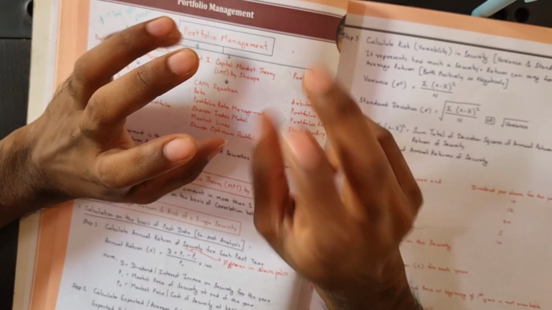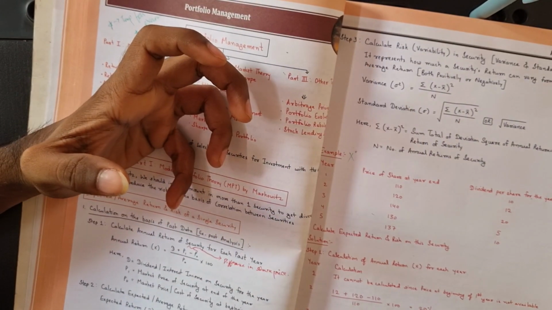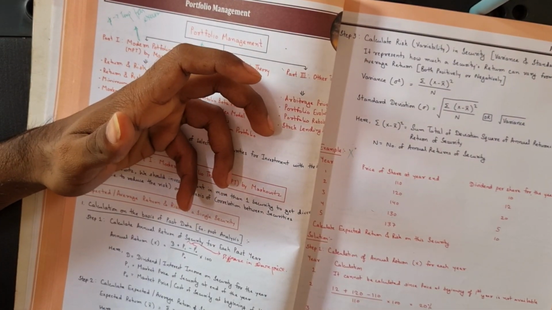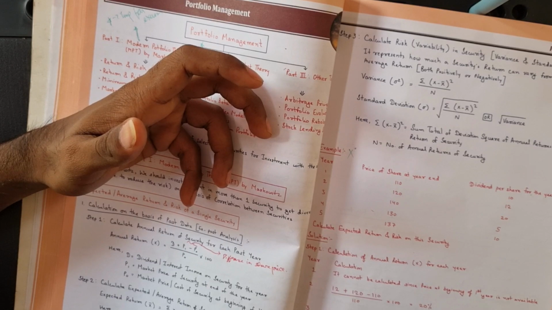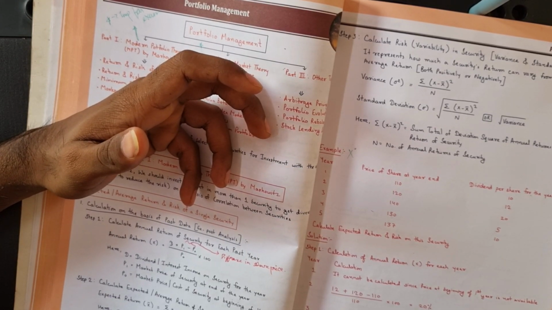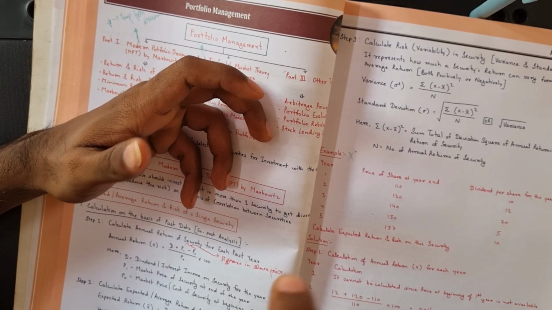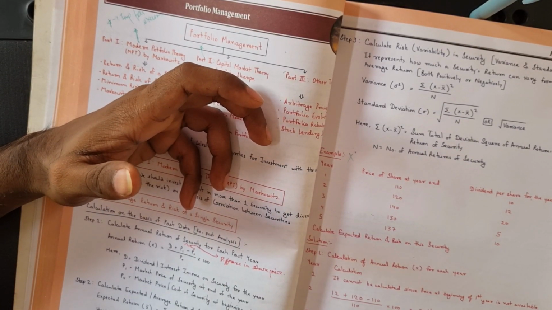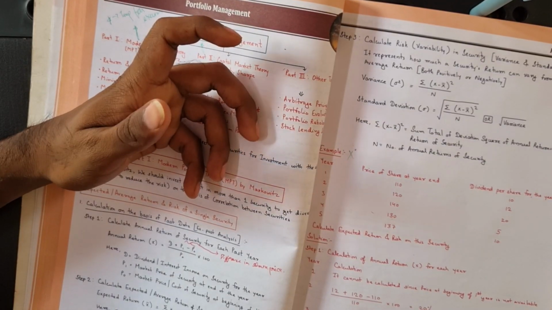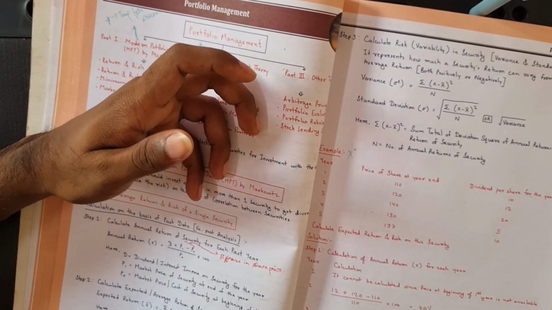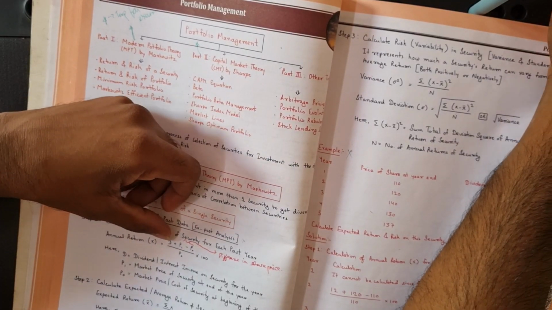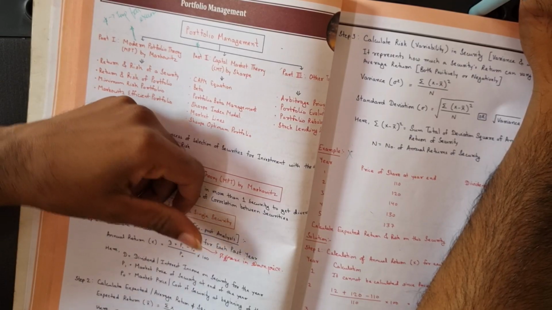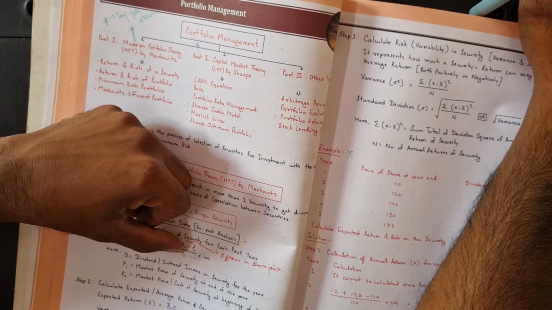When you want to calculate the return percentage, you divide it by the actual amount invested. What actual amount would you have invested? The one you put in at the beginning of the year, that 100 rupees. That is your invested amount. That is what is written here: D, the dividend, plus P1, the end of the year price, minus P0, the beginning of the year price, divided by P0.